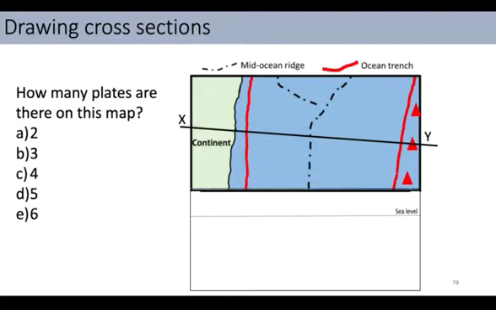So my first question here for you is to think about this cartoon here. How many plates are there on this map? So I have this guide here saying that an ocean trench is shown by the red line. So there's two ocean trenches, one here, one here. There's also a mid-ocean ridge. So the mid-ocean ridge is actually in this Y shape. So take a second, try and figure out how many plates are here.